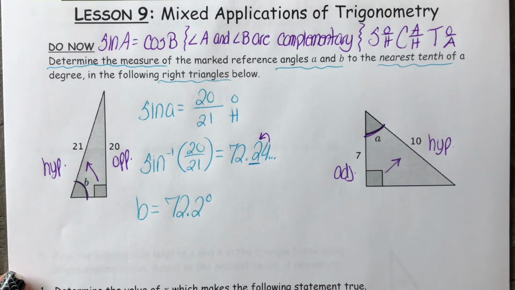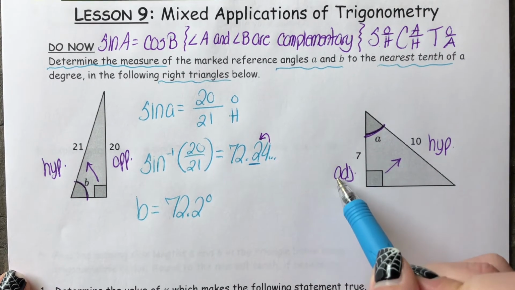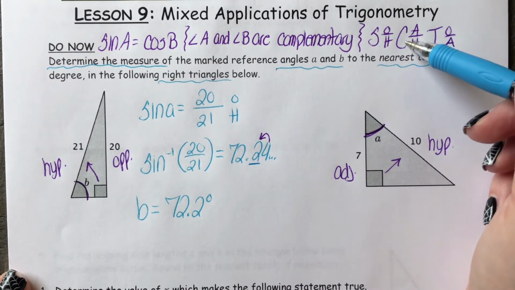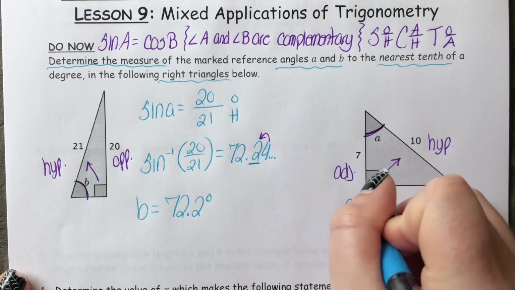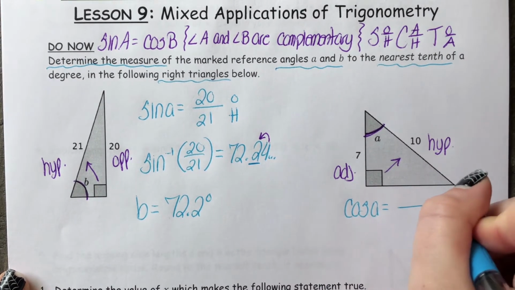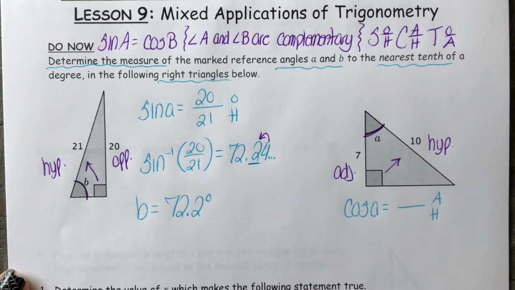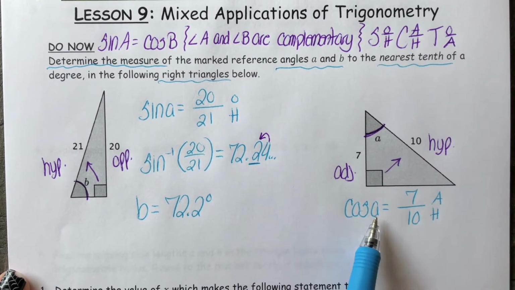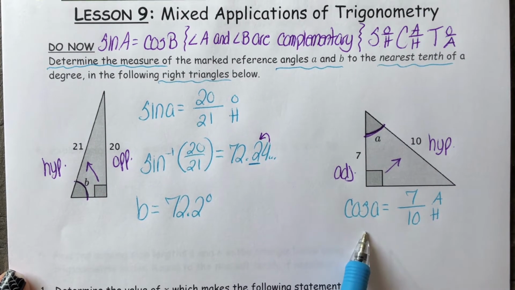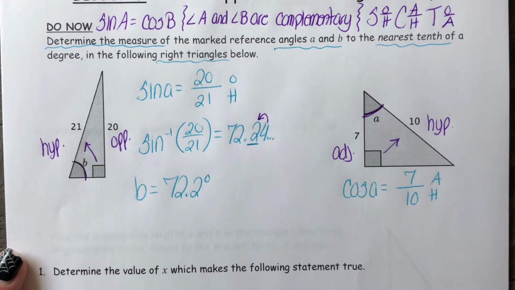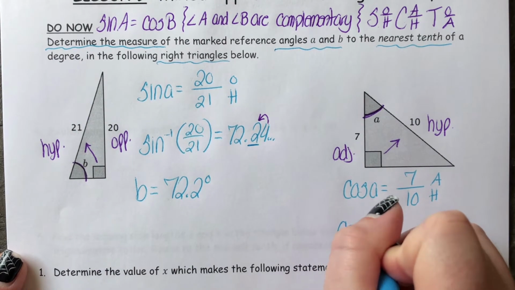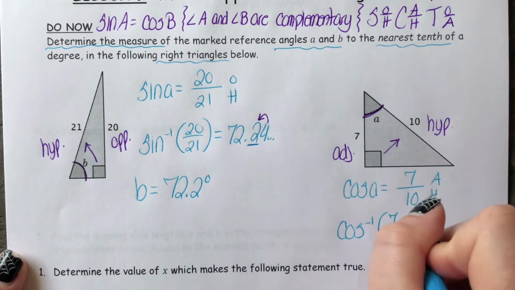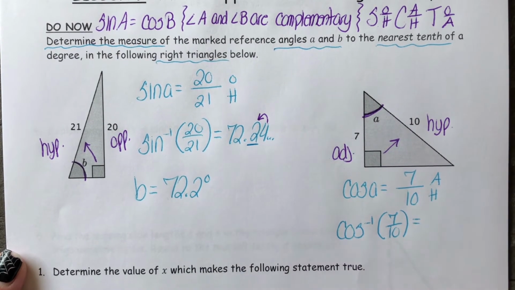All right, let's look at the next guy. Same thing. I just got to look at my SOHCAHTOA here. What uses adjacent and hypotenuse? Well, that's going to be the cosine function. So here I go. Cosine of angle A is going to be the adjacent over the hypotenuse side. The adjacent was 7, the hypotenuse was 10. Again, I'm looking for the reference angle, so you will not make this into a proportion. Instead, on the calculator, I'm going to type in second cos. And again, it should look like this, cos to the -1. You're going to do 7 over 10, close that parenthesis, press enter.